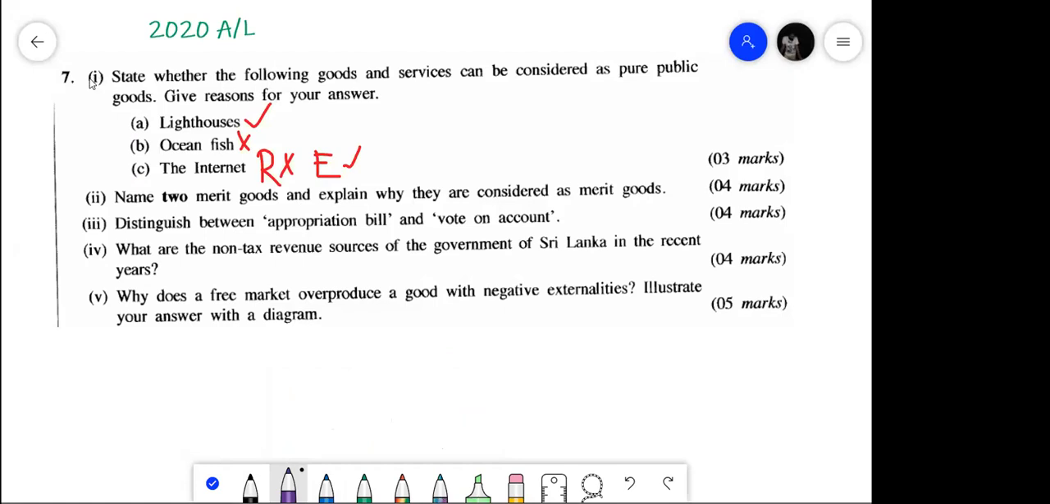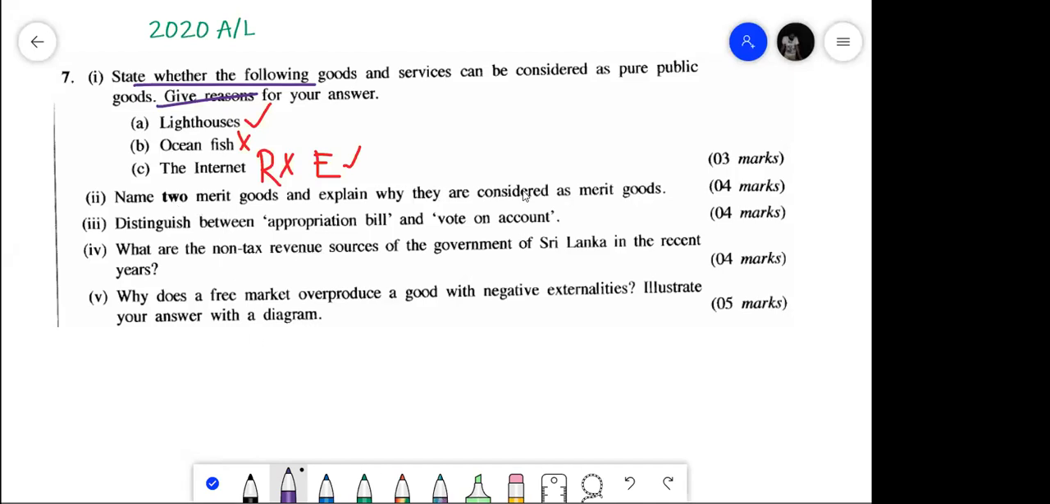But in this question, they're only asking you to state whether they are public or not, and give a reason. You don't have to say what good it is. You have to simply prove why it is not a public good. So go with your normal approach, guys. Remember all of these things, right? What type of good it is, you always go with the features, rivalry and excludability. Go with that feature. Okay, done.